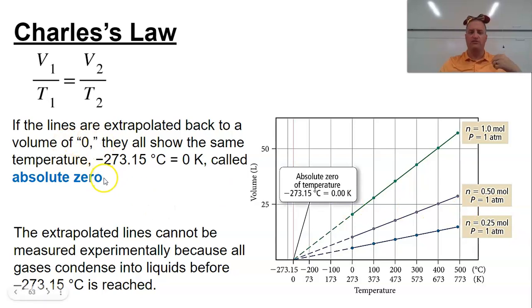If you go back to 0, this is where you get absolute 0, to where you'd have no motion of anything else. These can't really be measured exactly because they go into liquid, so they're no longer in gas form. So therefore, their attractive forces become very different in how they come together.